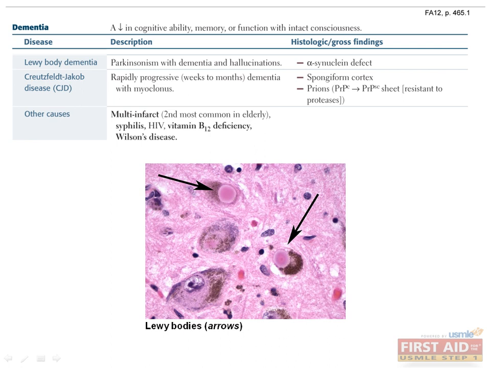Creutzfeldt-Jakob disease, or CJD, is a prion disease that presents as rapidly progressive dementia over merely weeks to months. There is variable focal involvement of the CNS, including myoclonus, or extrapyramidal signs such as rigidity, bradykinesia, tremor, dystonia, chorea, or athetosis. Now, prions are infectious proteins, and they are a very rare etiologic cause of dementia. There is no treatment for CJD, and death usually results within 7 months. Histologically, one would see a spongiform cortex.